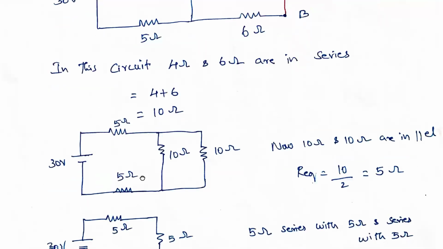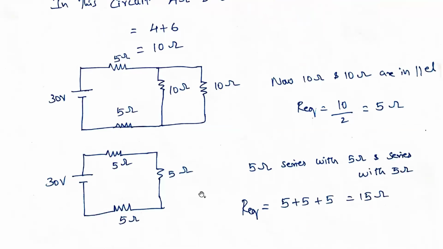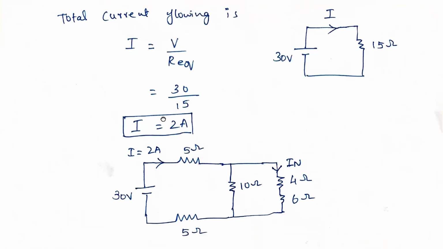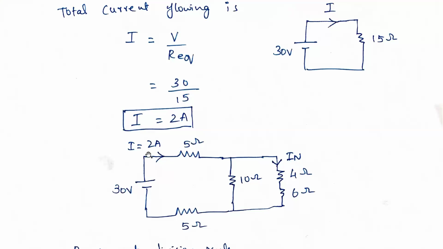Now all these 5 ohms are in series. So 5 ohms in series with 5 ohms, again with 5 ohms. So the equivalent circuit is 5 plus 5 plus 5, that is 15 ohms. So now 30 volts and 15 ohms. Now we can easily find out the current. So current is equal to V by R. Here voltage 30 volts divided by R equivalent 15 ohms. So current flowing from this 30 volts battery source is 2 amperes.